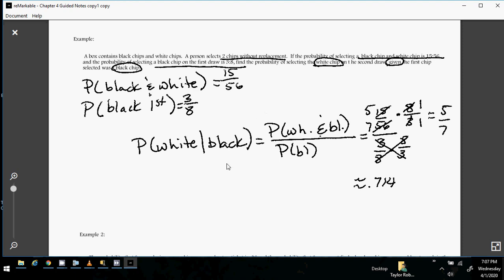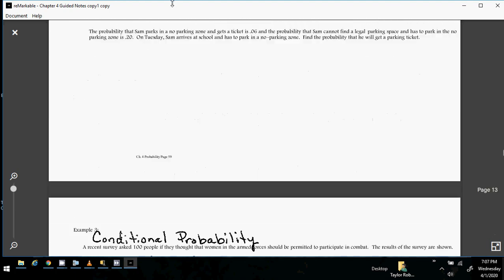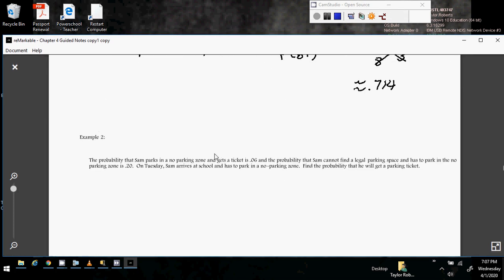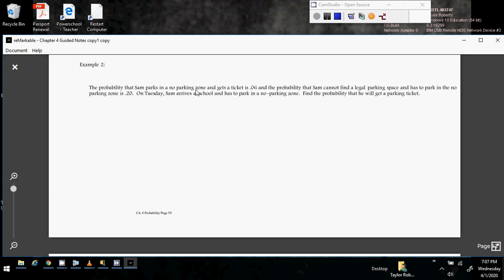Now, example 2. The probability that Sam parks in a no parking zone and gets a ticket is 0.06. So I'm going to write that down. The probability that he parks and gets a ticket, that's 0.06. The probability that he cannot find a legal parking space and has to park in a no parking zone is 0.20. So probability that he parks in a no parking zone is 0.20.